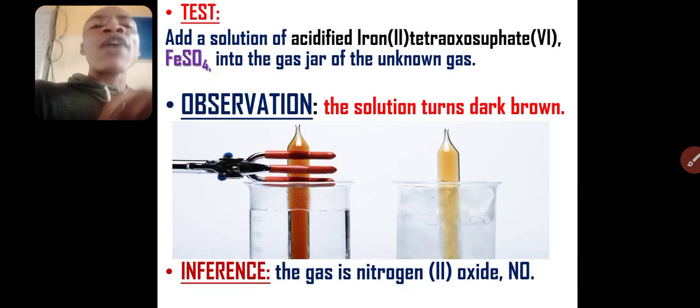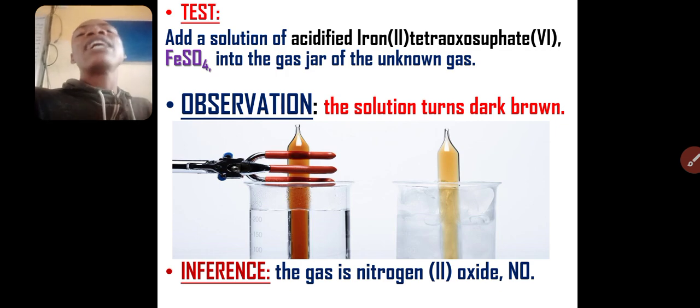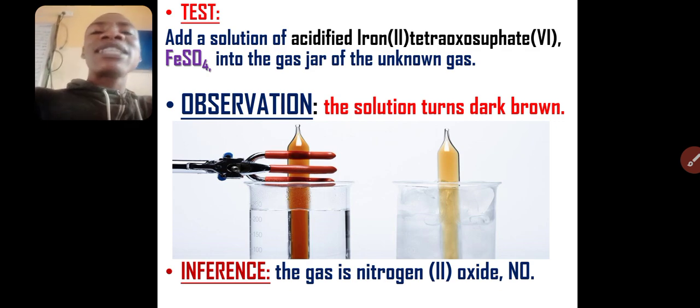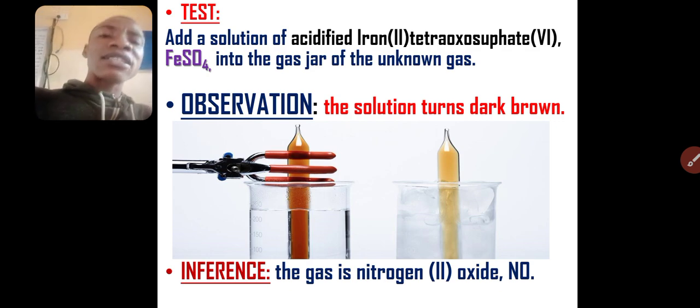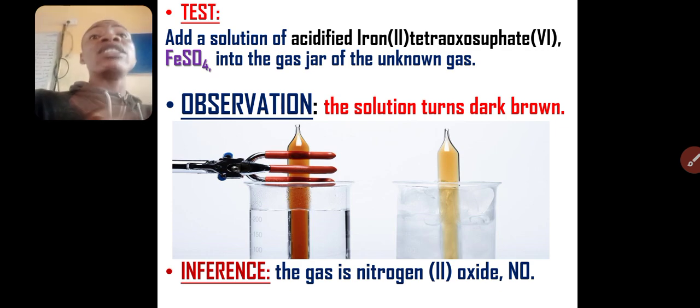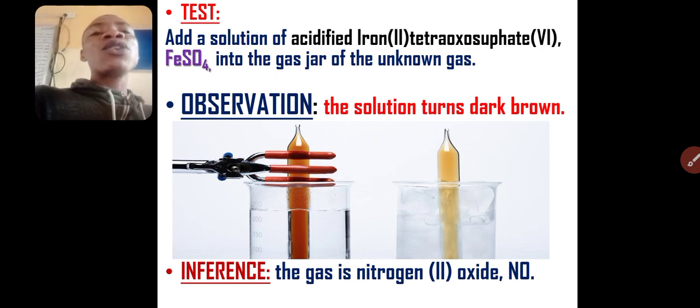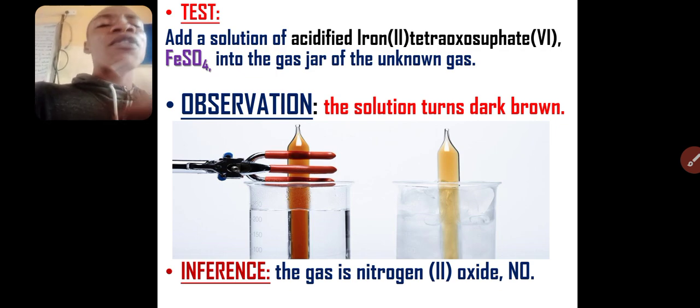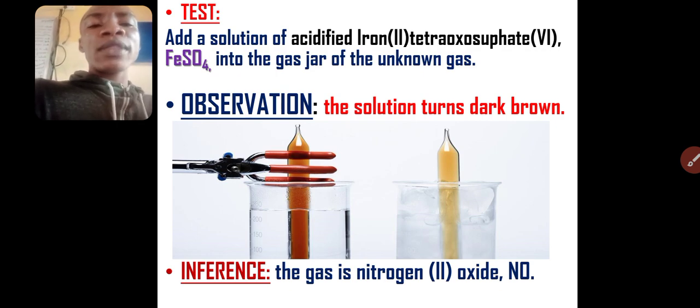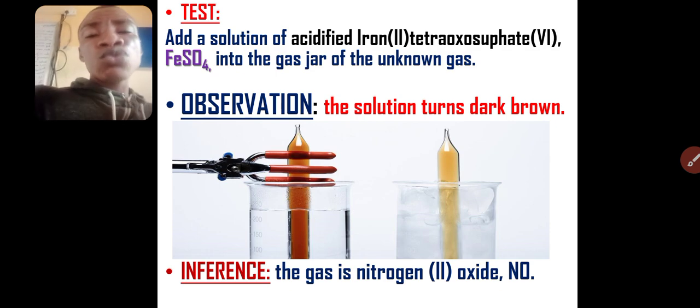How do you now confirm? Confirmatory test for the presence of NO. You are going to use a freshly prepared iron 2 tetraoxosulfate 6 solution and put it into the gas jar of that unknown gas. If the solution turns brown, then the gas is undoubtedly NO, because NO is a compound that always forms a brown addition compound with freshly prepared iron 2 tetraoxosulfate 6 solution.